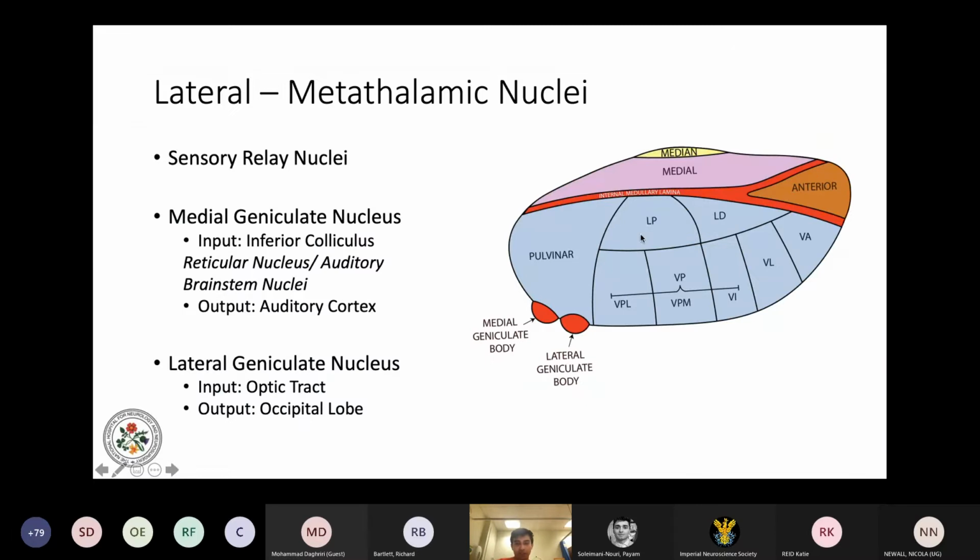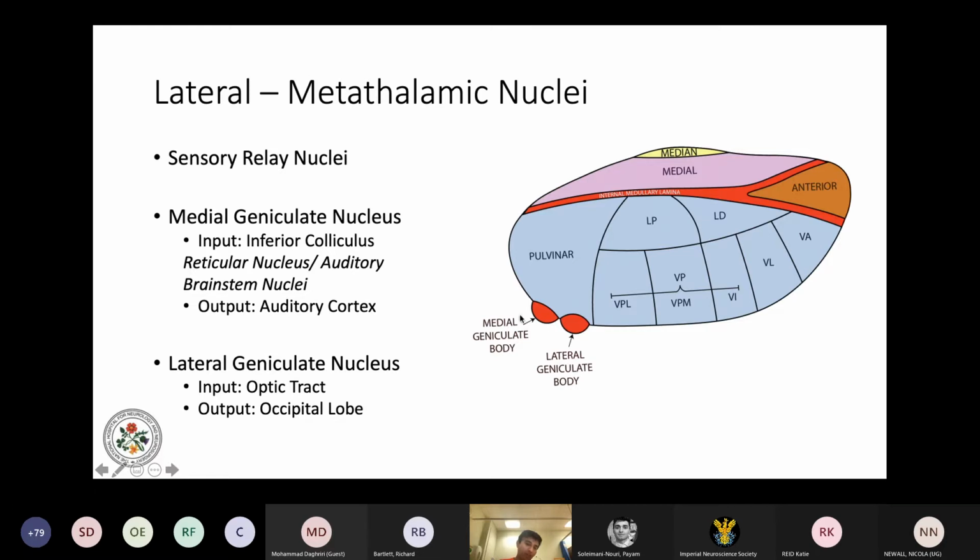And finally, just on the structures at the back, the medial geniculate body and the lateral geniculate body. Again, sensory relay nuclei. The medial geniculate body is here, as you'd expect, more medial. Inputs are from the inferior colliculus, and there are some smaller inputs from the reticular formation, reticular nuclei, and other brainstem auditory nuclei. The output is the auditory cortex. As you can imagine, based on all these inputs and outputs, it has a very important role in processing of auditory information.